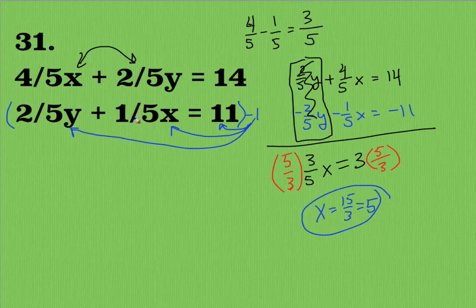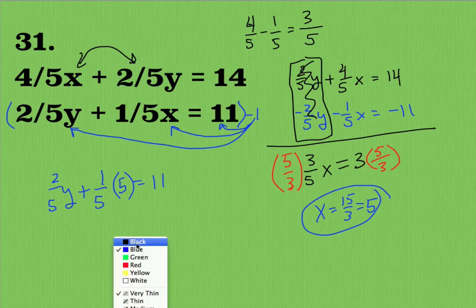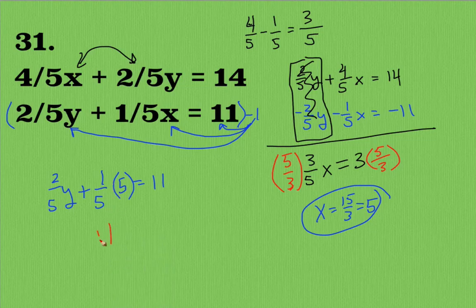Now I can plug it into any one of these equations. I'll just plug it into this one. Here I have 1/5 times x, which is 5, plus 2/5 y equals 11. All right, so let's work this out. So 1/5 times 5, that's basically 1, plus 2/5 y equals 11.